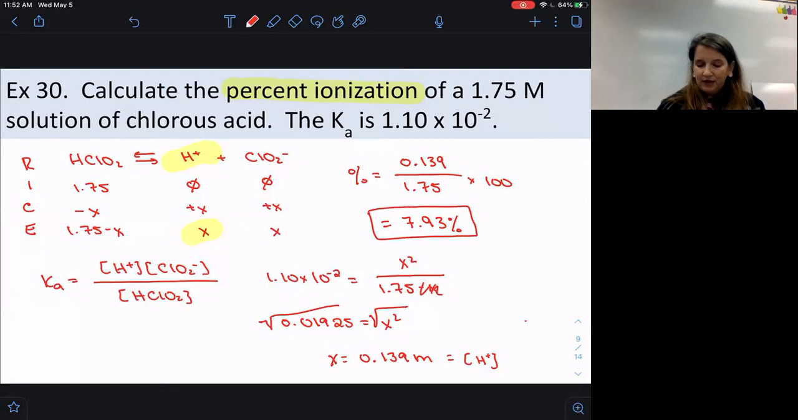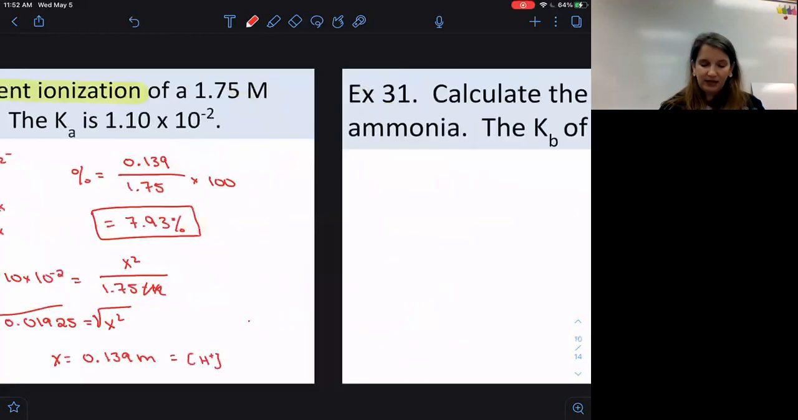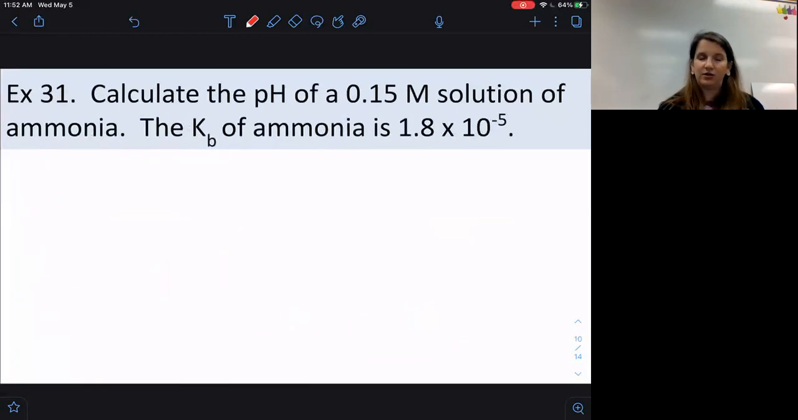Okay, so that's how you do Ka and percent ionization. We'll go ahead and do the Kb in the next video, okay?